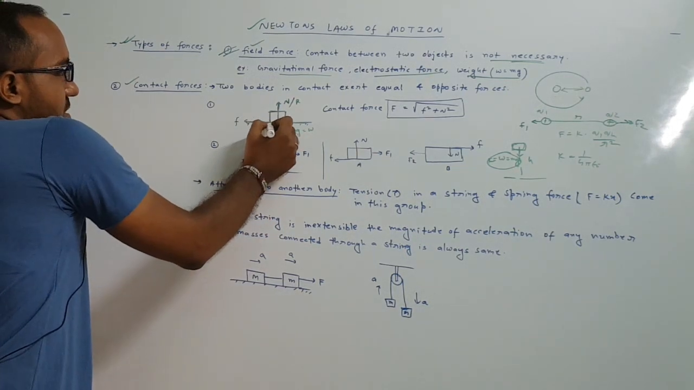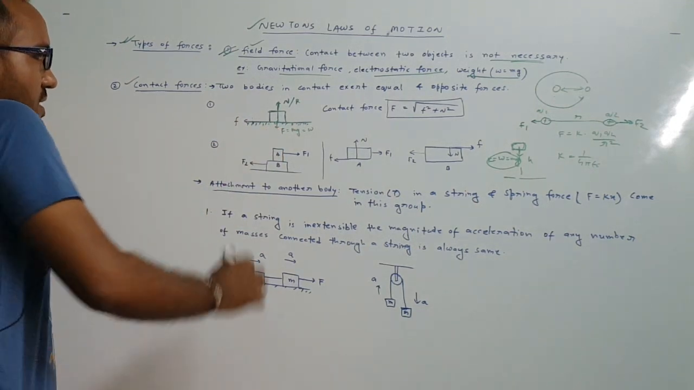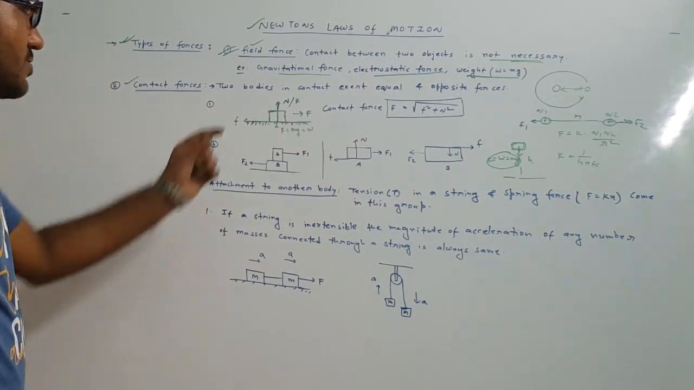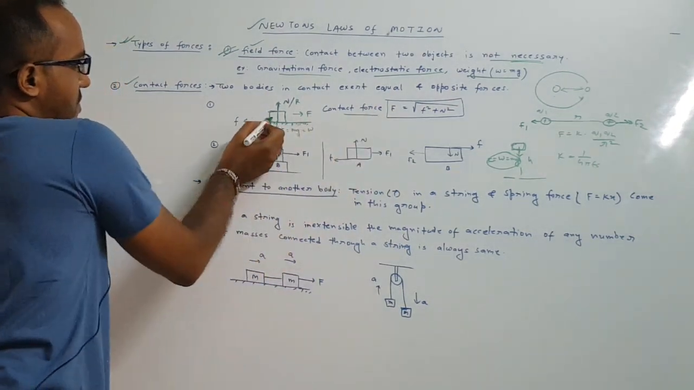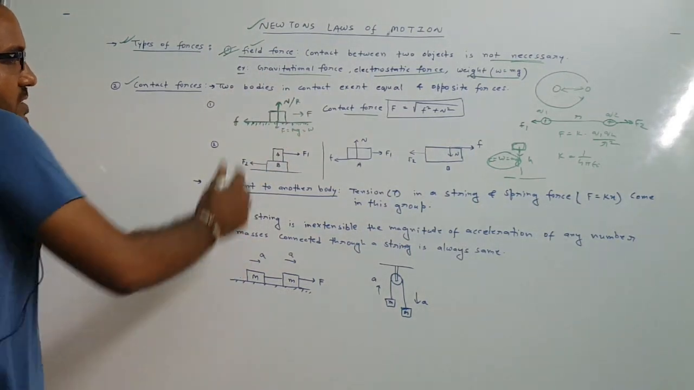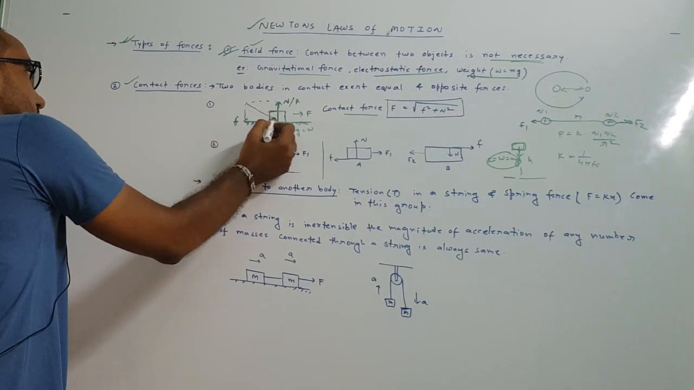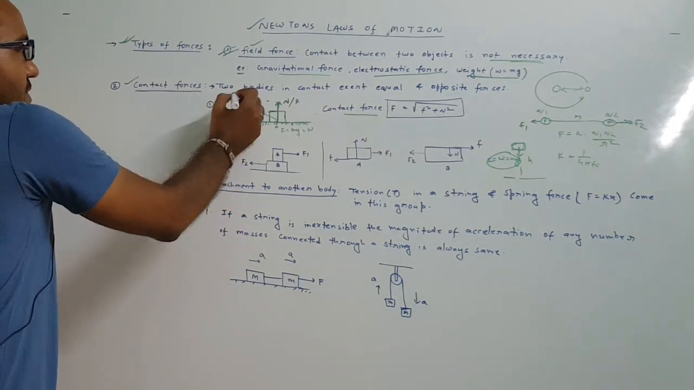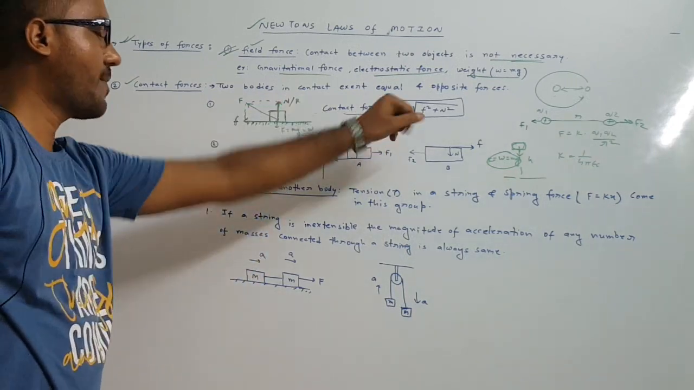If this surface is rough, then we know that there will be a frictional force. If you apply a force towards the right hand side, there will be a frictional force in the left hand side. If you observe closely, this frictional force and this normal reaction force are perpendicular to each other. If they are perpendicular, then we can say that the resultant force F is the root of F square plus N square.